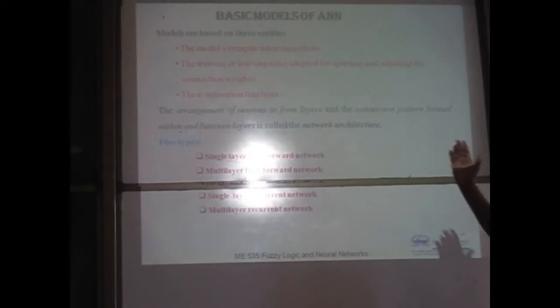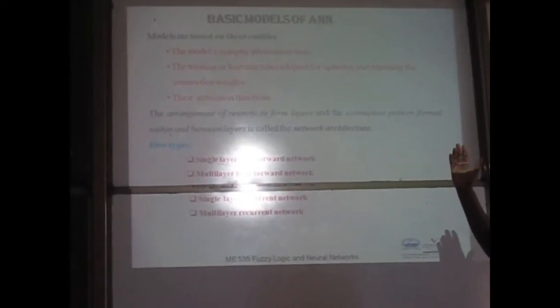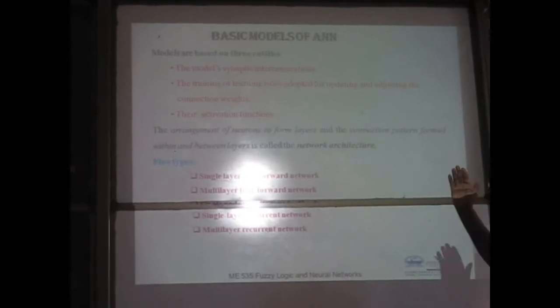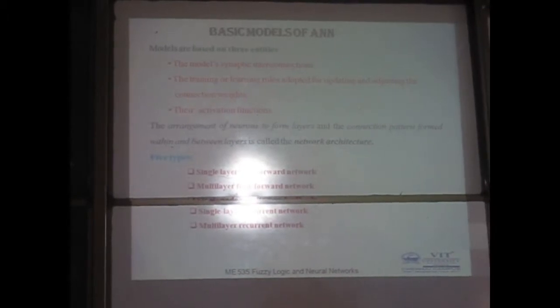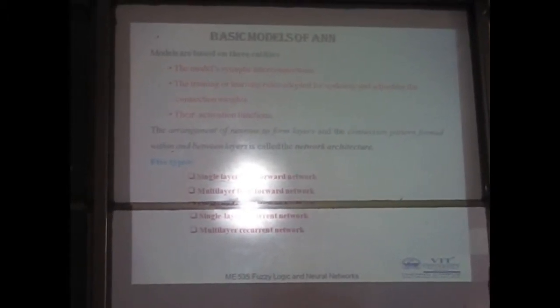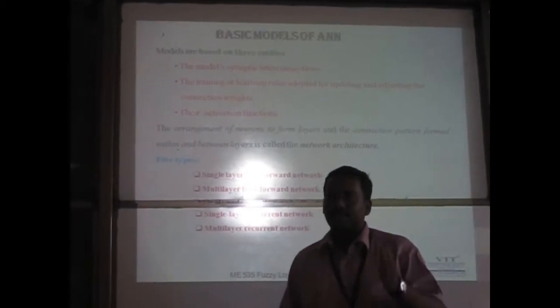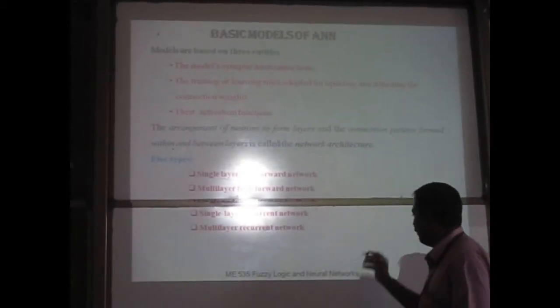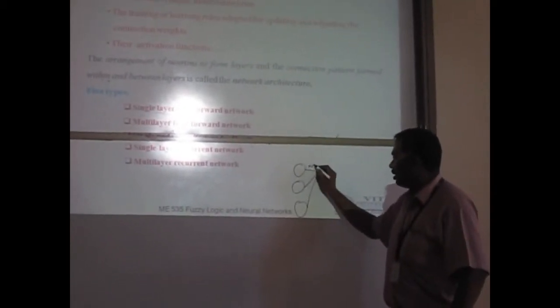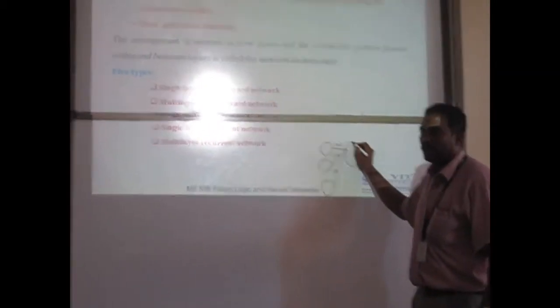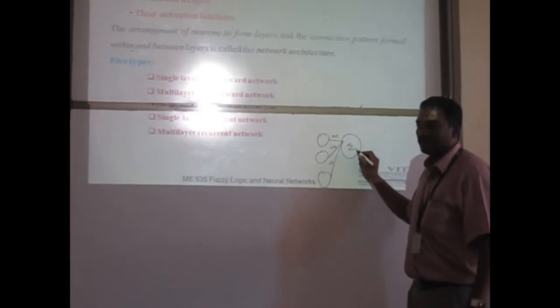The basic models in a neural network are three entities: the model of synaptic interconnections, training or learning rules for updating and adjusting the connection weights, and the activation function. Last class itself we discussed what the activation function is. We have the neurons like this, each neuron having some weights W1, W2, W3, interconnected in parallel. That is called the axon. Then you have to sum it, and you get the output, called Y.